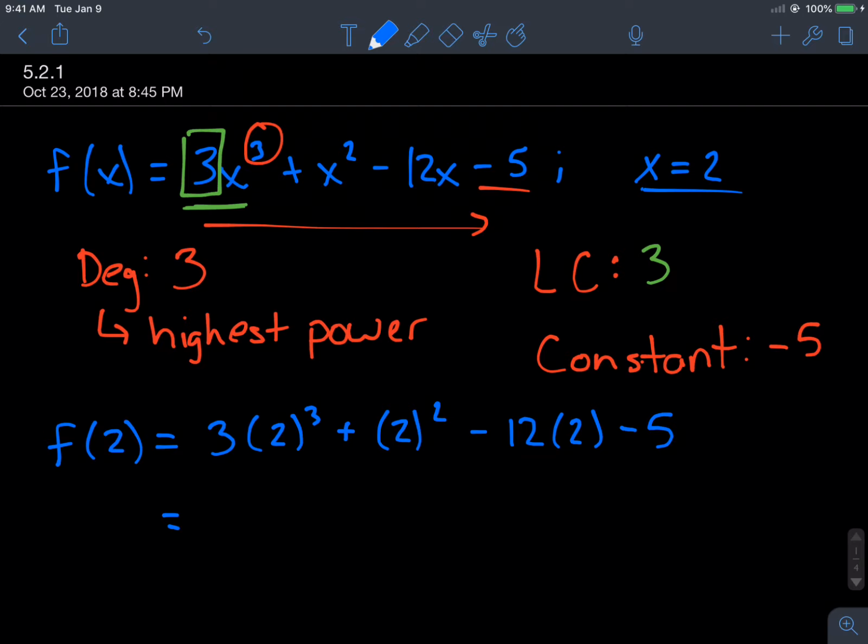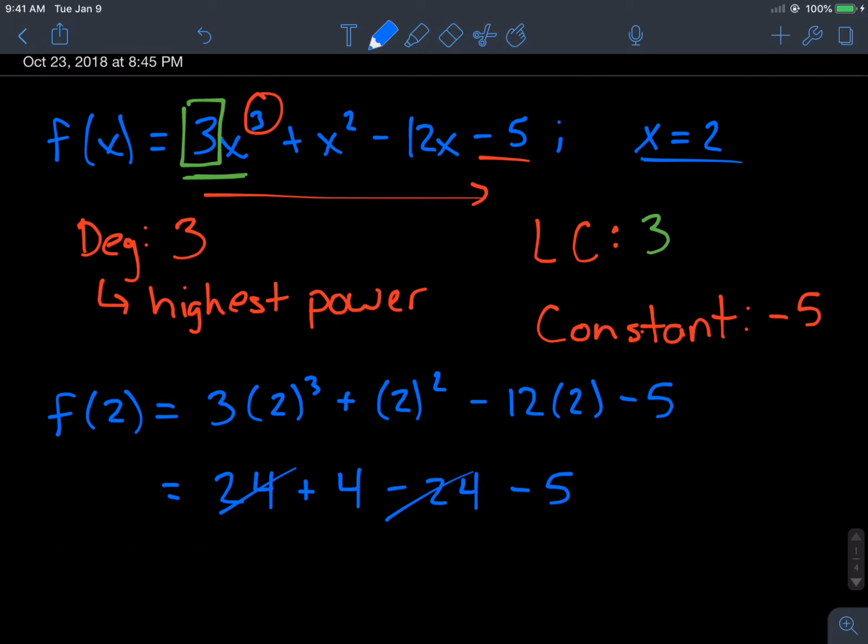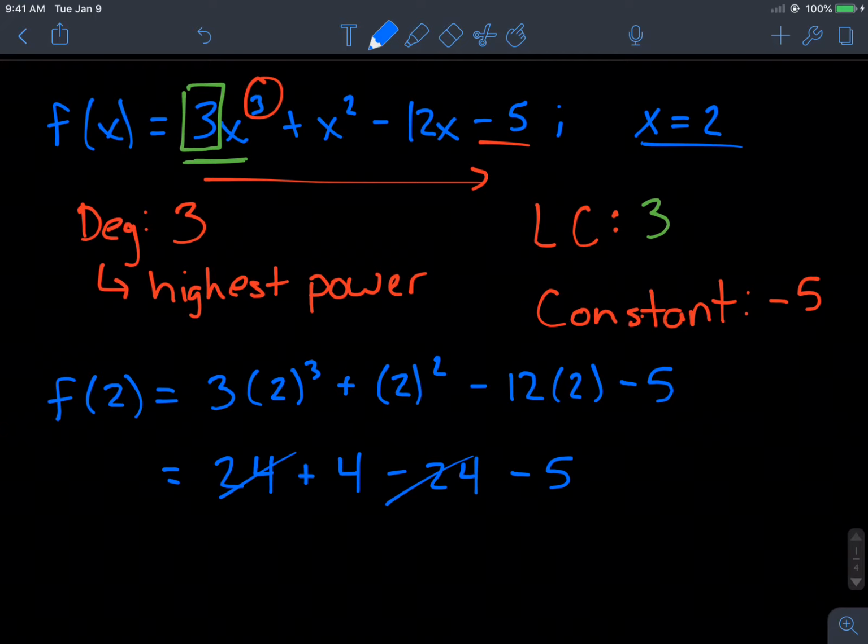So 2 cubed is 8. 3 times 8 gives us 24. 2 squared is 4. Minus 12 times 2, so minus 24, minus 5. If we add those across, the positive and negative 24 cancel each other out. So positive 4 minus 5 leaves us with negative 1. So when x is 2, f of x is negative 1. That's the evaluating step.